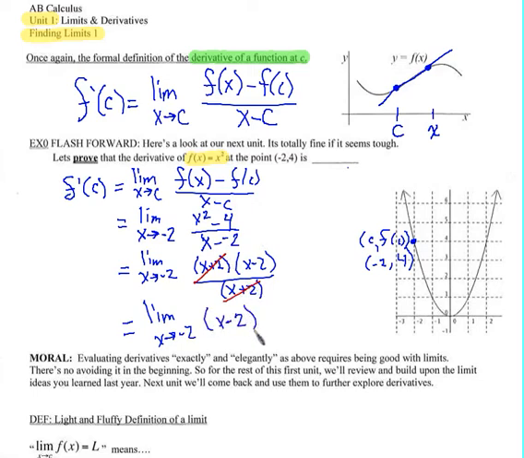which is just simply x minus 2, and using what we knew about limits, we can evaluate the derivative. When we plug -2 in here, -2 minus 2 is -4, which means that right at this point, the derivative of this function is -4. The slope of the tangent line at this point is -4. So the moral is that evaluating derivatives exactly and elegantly as above requires being good with limits.